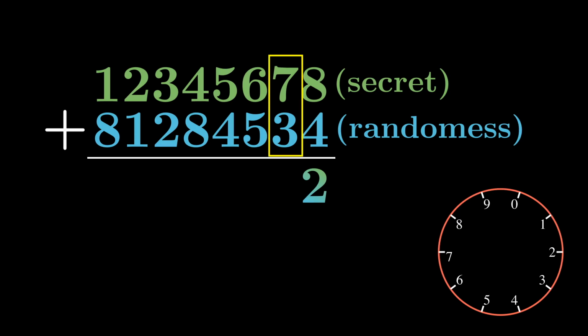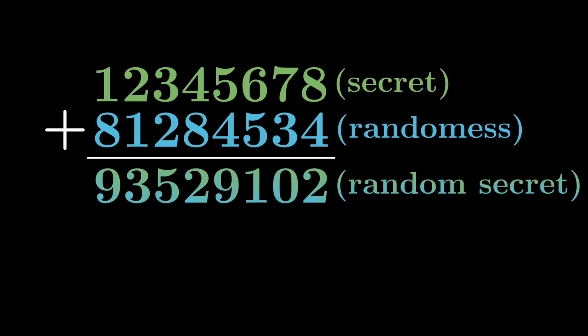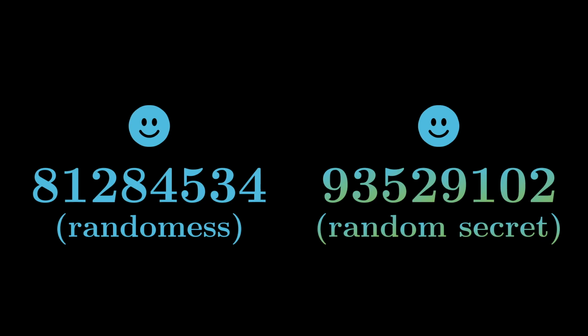Similarly, we have a 7 and a 3. We will start at 7 and move 3 divisions clockwise. This gives us a 0. We can add all the remaining digits like this and end up with a new 8-digit number, which is our secret with some added randomness. You can pause the video here and try this yourself so you can develop an intuition for adding numbers in this way. Now, we'll share the random number and the random secret with you and your friend.